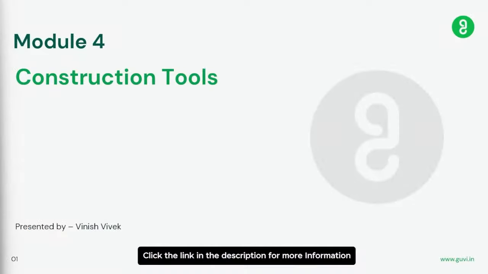Welcome to module number 4 on construction tools. In AutoCAD, construction tools refer to a set of specialized commands and features that are designed to aid in the creation and manipulation of construction elements. These tools are particularly useful for generating accurate reference geometry in the construction of complex designs and ensuring precise measurements.